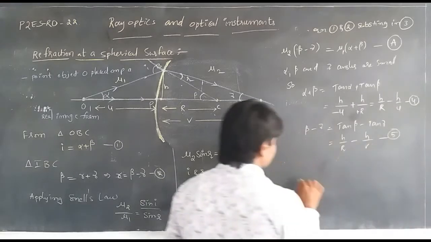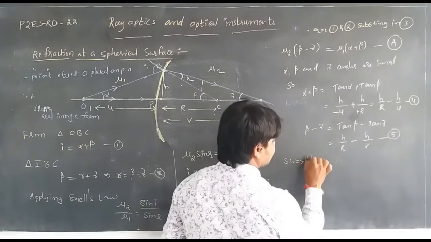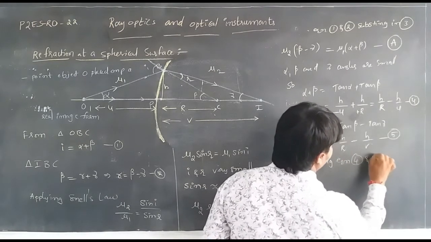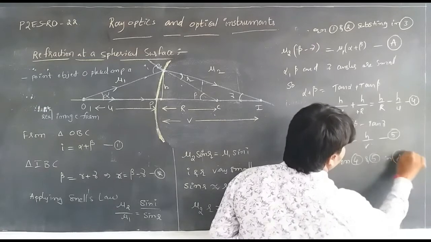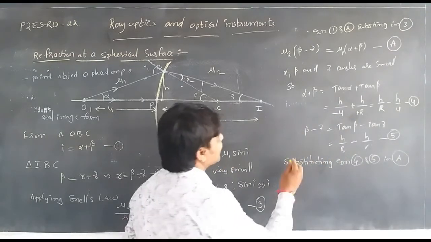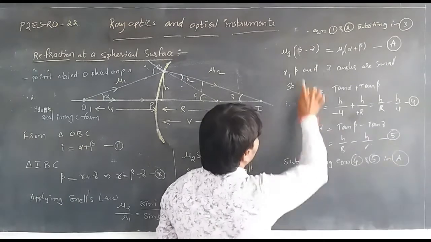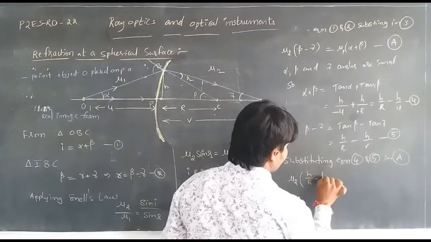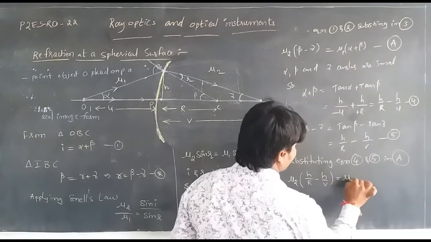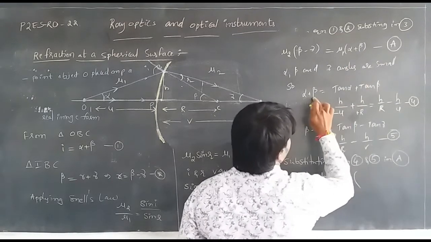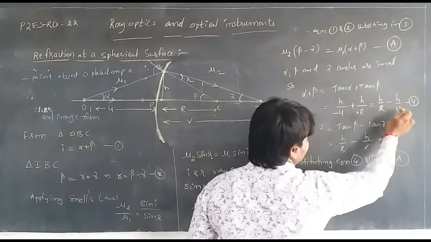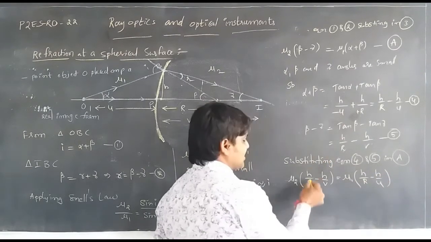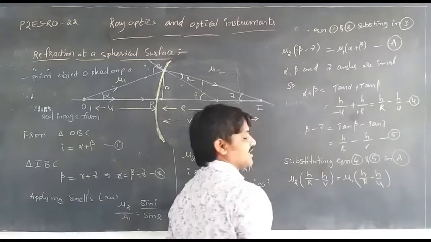So substituting equations 4 and 5 in equation A, we can get mu2 into (beta minus gamma), which from equation 5 is h by R minus h by v, that is equal to mu1 into (alpha plus beta), which is h by R minus h by u. By calculation h can be taken as common, so h on both sides can be cancelled.